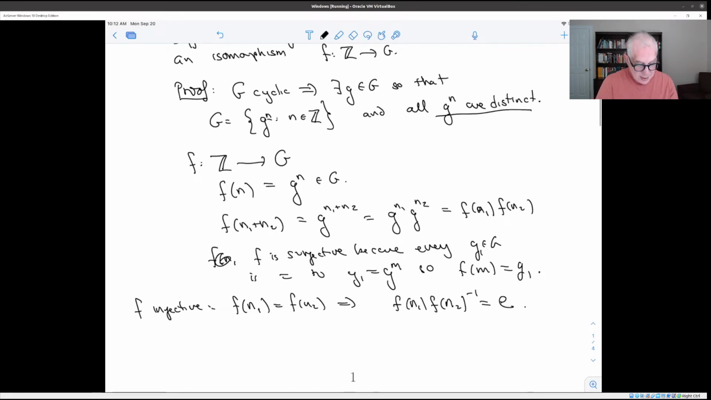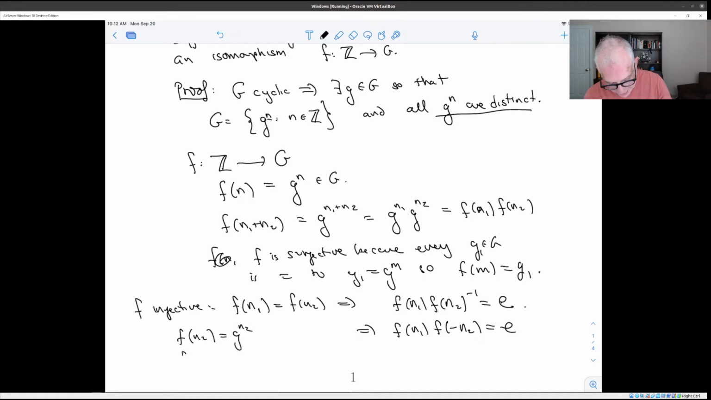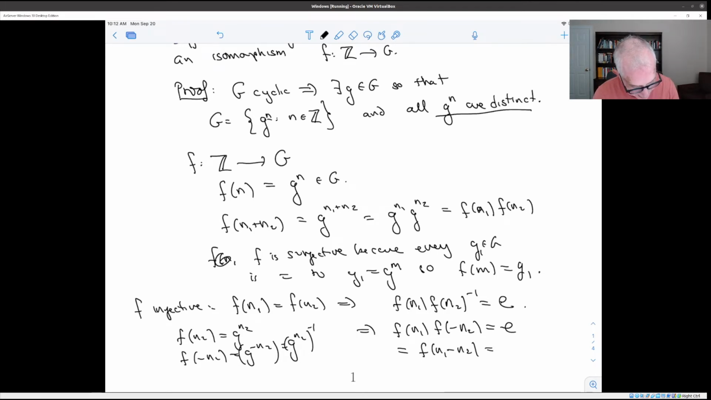And that would tell us that f of n1 minus n2 equals the identity, because f of n2, remember, is g to the n2. So f of minus n2 is g to the minus n2, which is g to the n2 inverse. So this is f of n1 minus n2 equals the identity.